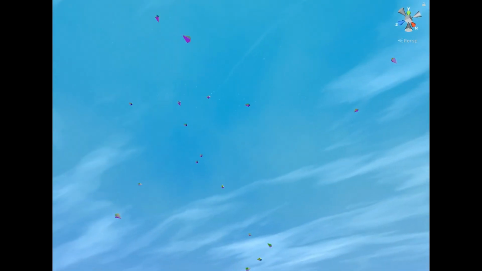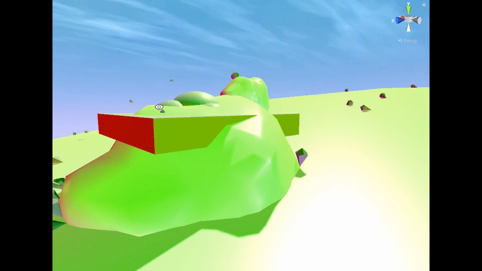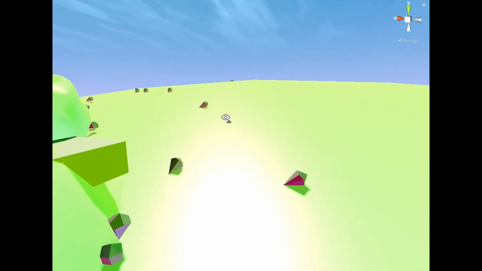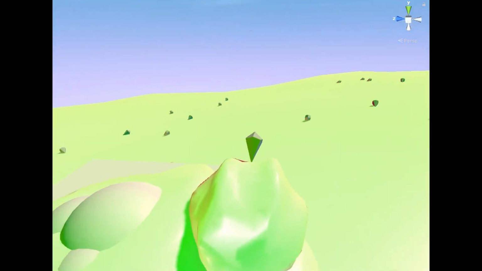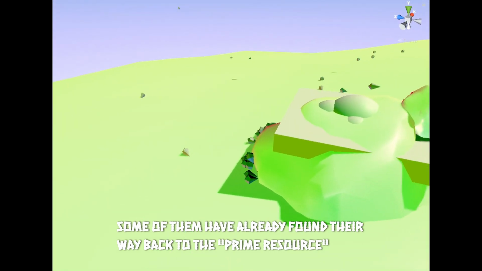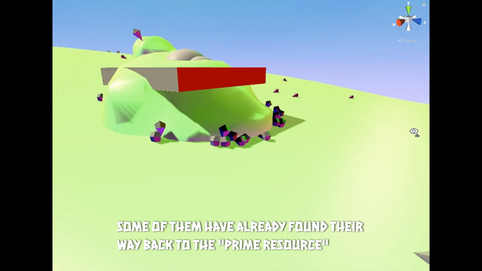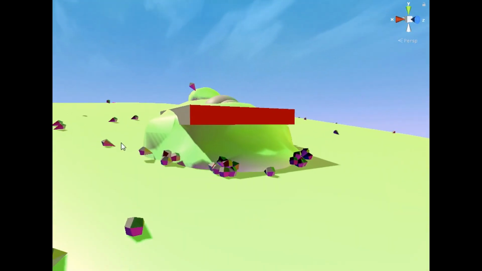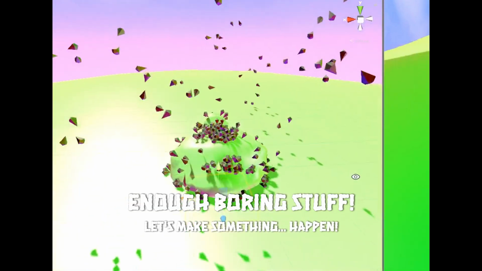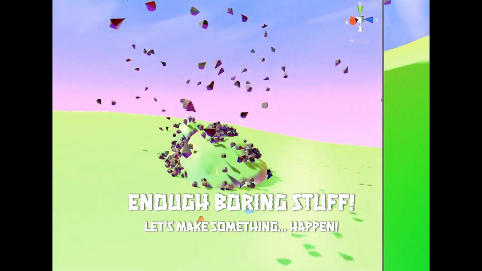Each entity is roughly aware of each other and also always aware of the position of the prime resource. So, what does this mean? This means that when there is an absence of grouping behaviors, they will eventually always find their way back to the prime resource. Now, let's do something really exciting.